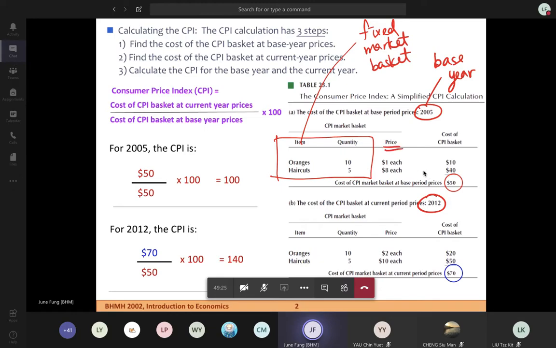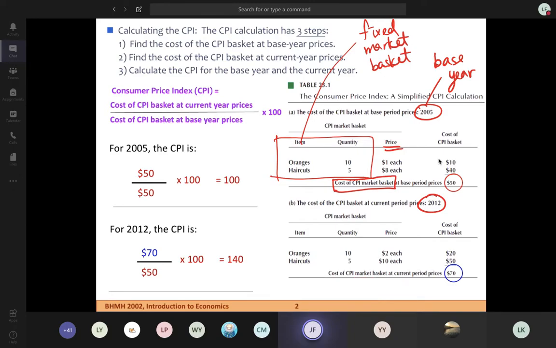Okay, so after we identify the fixed market basket, we calculate how much we have to pay for it. Okay, in 2005. 咁05年買齊呢個籃要幾多錢啊？咁呢個我哋叫 cost of CPI market basket. Okay, 咁就係你嘅成本價啦。你買齊呢個籃嘅成本價係幾多錢？So to buy the 10 oranges, it is $1 each, so the total amount is $10. For the haircut, $8 each, so the total amount spent on haircut is $40. So the total is $50.